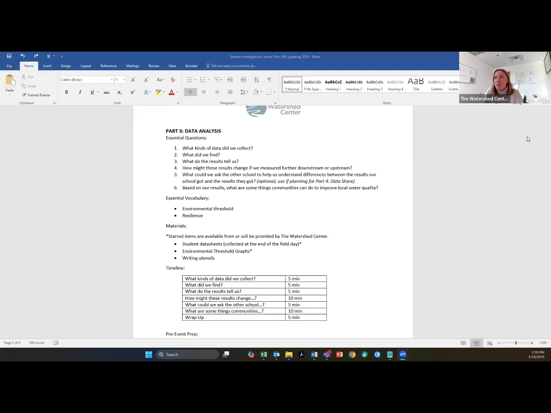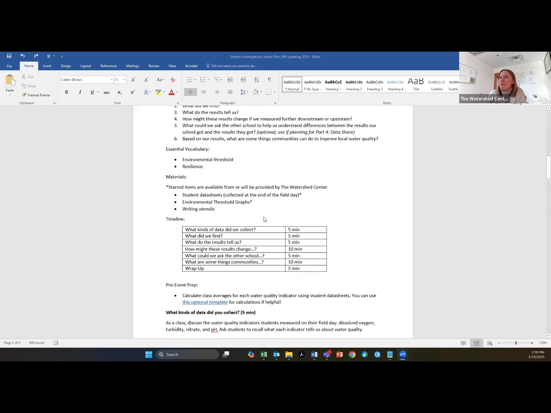This also is set up to a data share day with another class or with another school. If you choose to do that, that part is optional. But this also touches on developing some questions that students could ask the other classroom or school that collects data to kind of understand where there might be differences between what they found and what the other school or classroom found. So today we're also going to be talking about thresholds and the kind of lower threshold, the upper threshold that certain data should be within in order to indicate a healthy system.